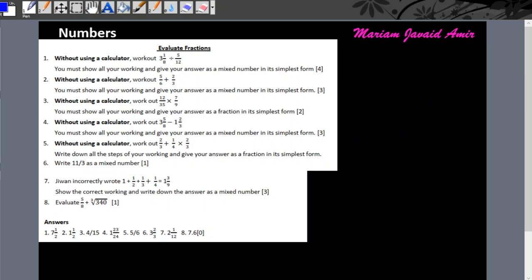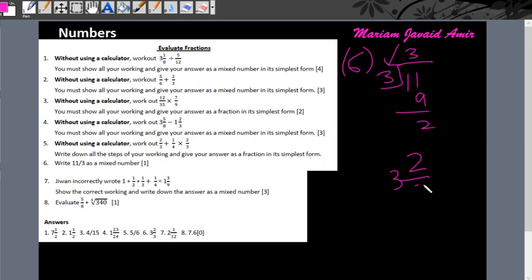Question 6. Write 11 over 3 as a mixed fraction, so we have to divide 11 by 3. 3 threes are 9, and the remainder is 2. Give everything one anti-clockwise shift, so 2 goes over here, the first 3 falls over here, and the other 3 falls in the denominator. This is question 6.